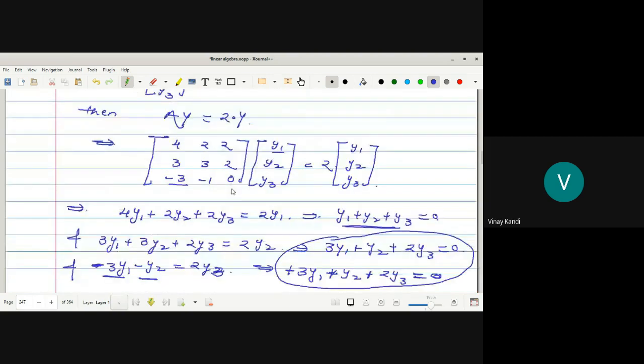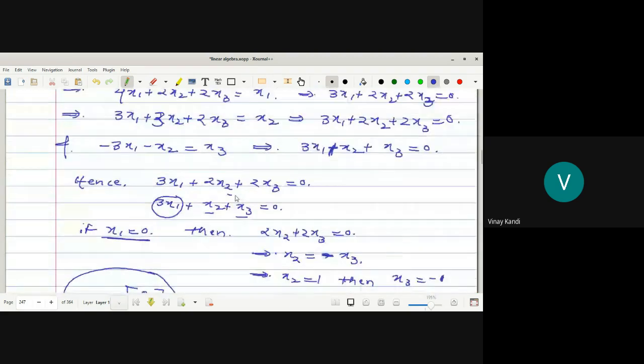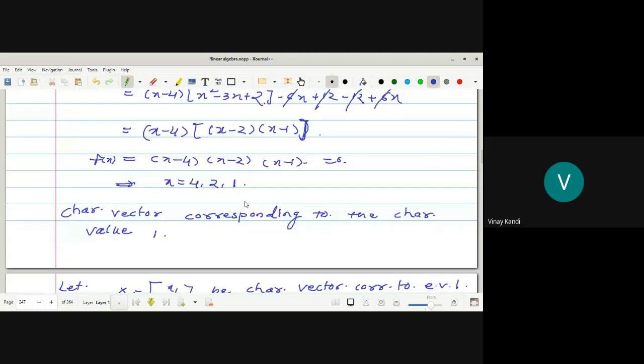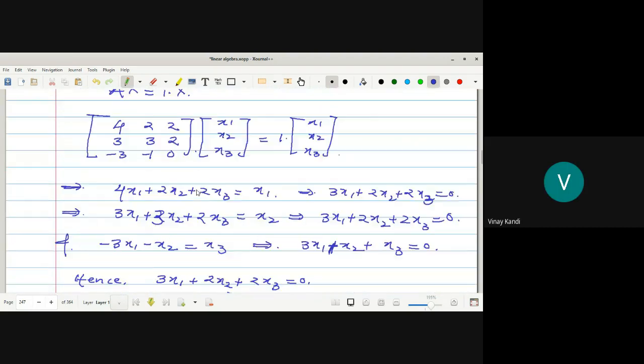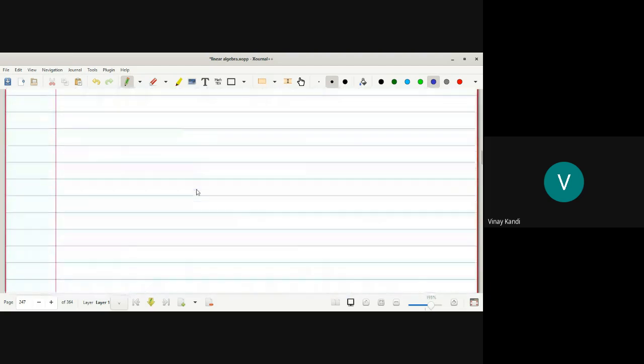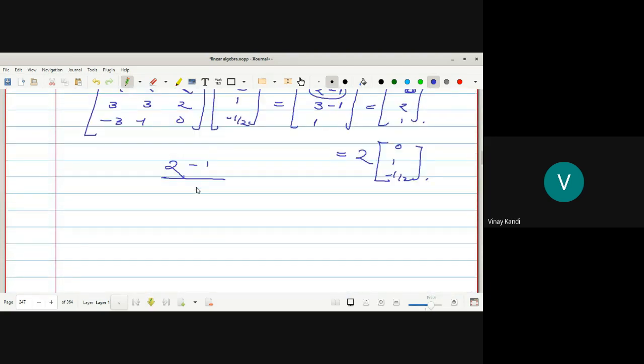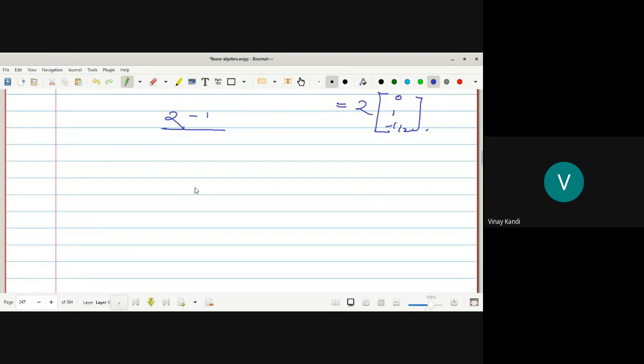Okay, similarly you can find the characteristic vector corresponding to the eigenvalue 4. Now the next question: find the minimal polynomial for the real matrix. How to find the minimal polynomial? Characteristic polynomial, you know how to write it. The determinant of xI minus A is nothing but the characteristic polynomial for that matrix. Now we have to find the minimal polynomial of a real matrix.